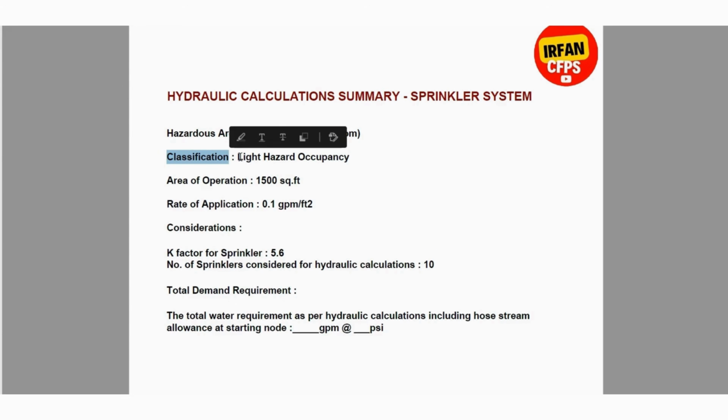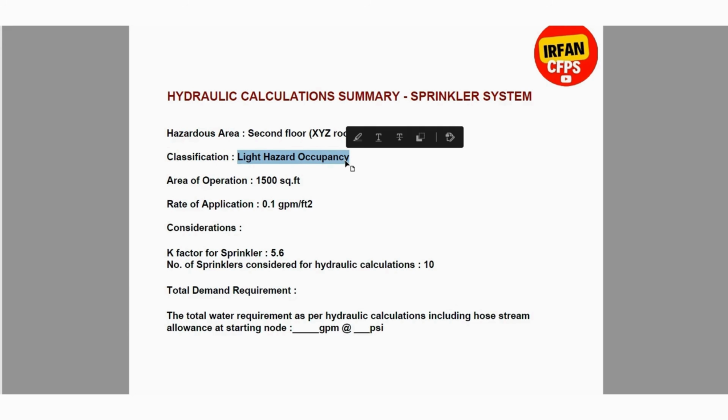Classification depends upon the application of the building. NFPA 13 has provided a list of buildings or applications. Based on that, we can finalize the occupancy hazard classification. For instance, for an office building, we will consider light hazard. For hospitals, we will consider light hazard. All this information can be found in NFPA 13.